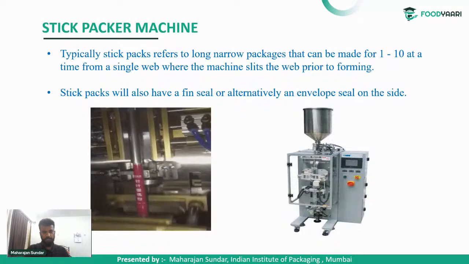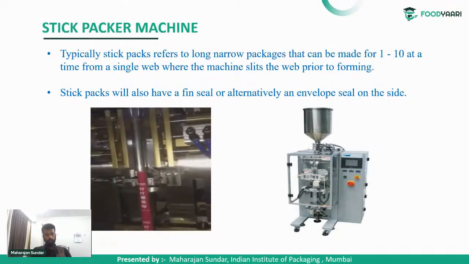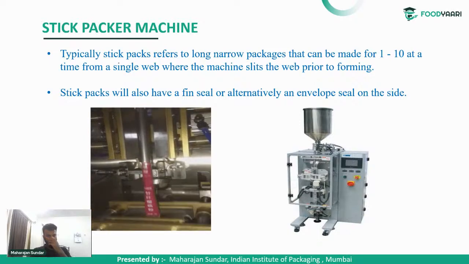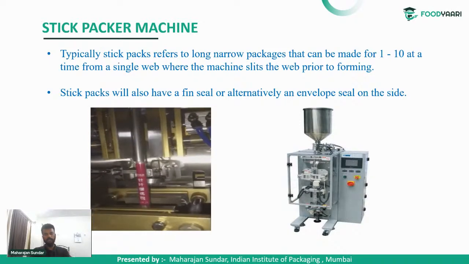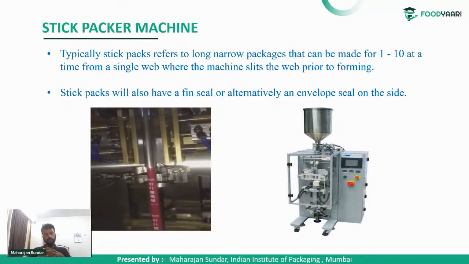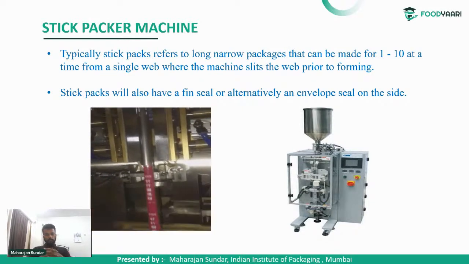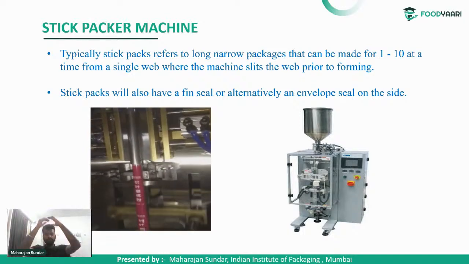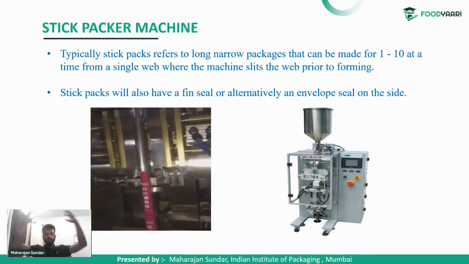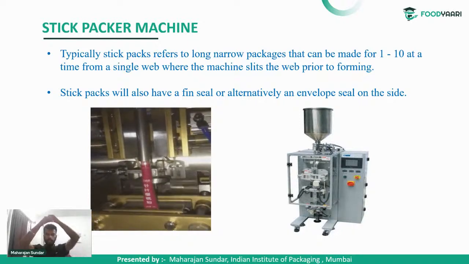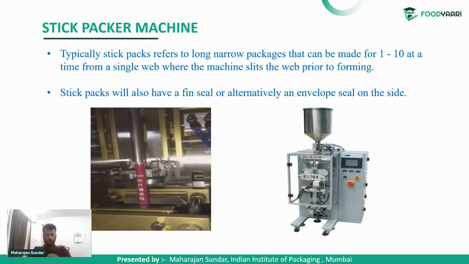Stick packaging machines. Sorry for the poor quality of the video. Here it is typically used for packing ice cream sticks. For example, consider a kulfi or something. Firstly, what will happen? From the upper part of it, the packaging material will be unwound, and it will be conveyed to the bottom.